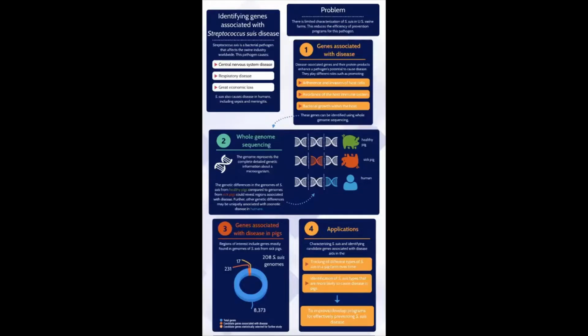What can we do with this information? The characterization of strep suis and the identification of genes associated with disease aids in the tracking of different types of strep suis in a pig farm over time. It also aids in the identification of strep suis types that are more likely to cause disease in pigs and even in humans. So ultimately, this information will help improve or develop programs for effectively preventing strep suis disease.